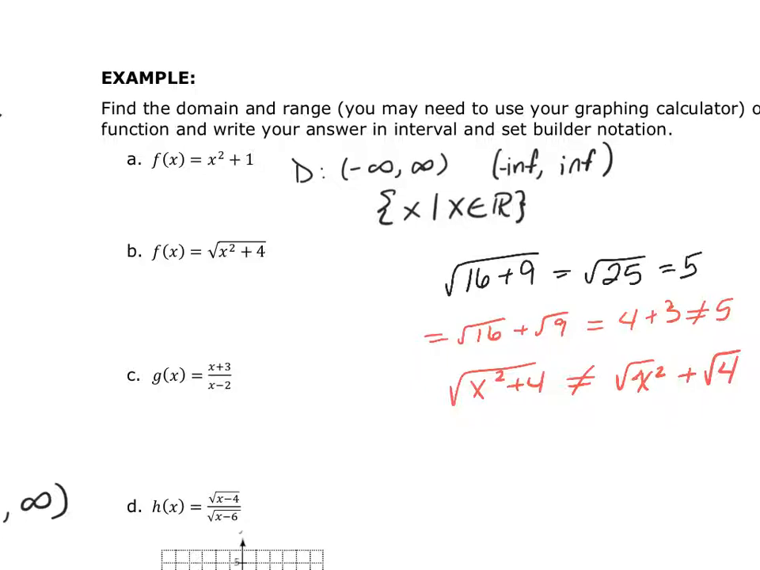Even though I see a square root, even though my answers to those two questions: do I see x in the denominator? No. Do I see a square root? Yes. Just because I see a square root doesn't mean I'm guaranteed to have any kind of restriction. And the same thing is true when I see x in the denominator.